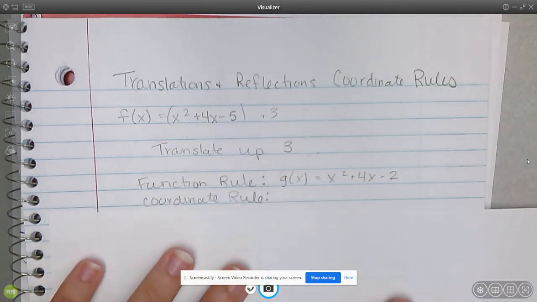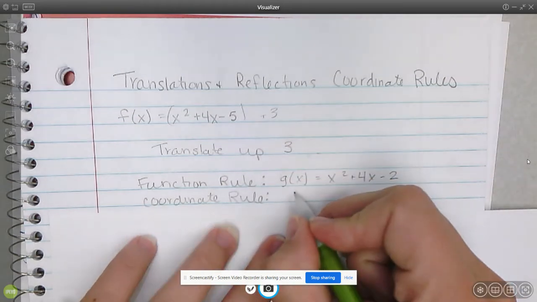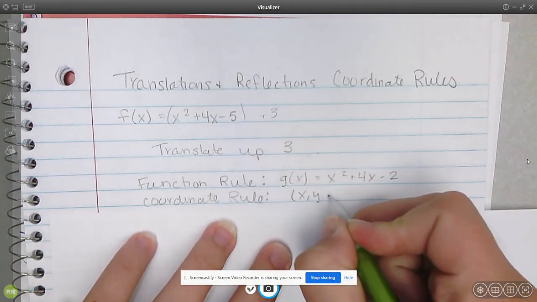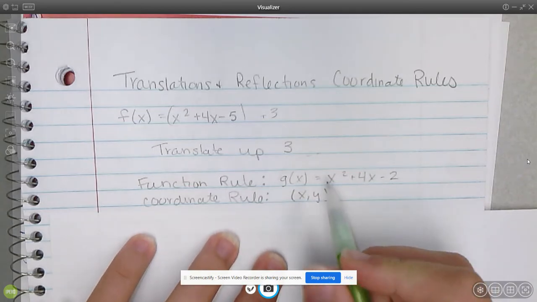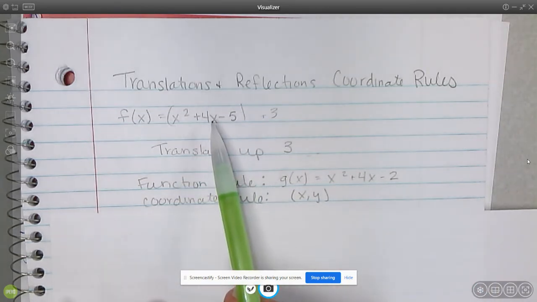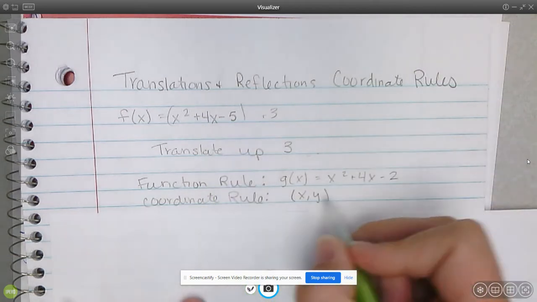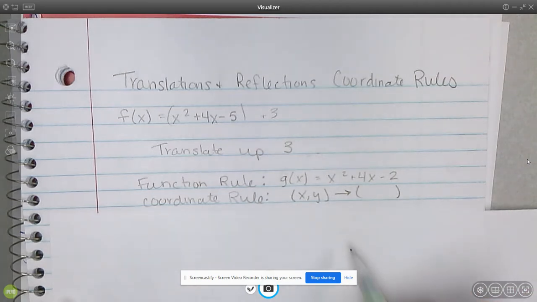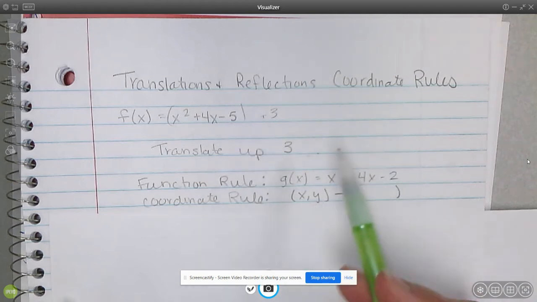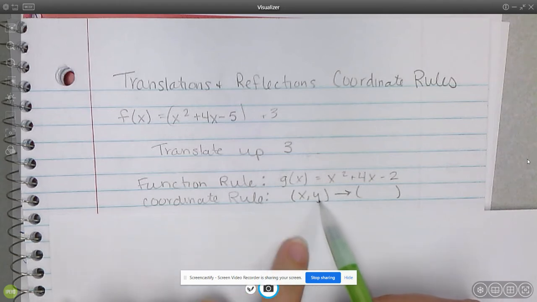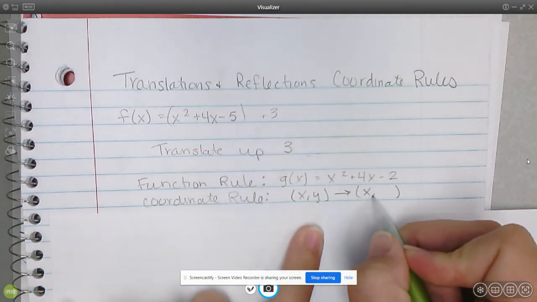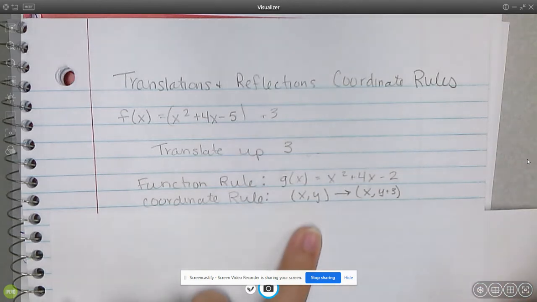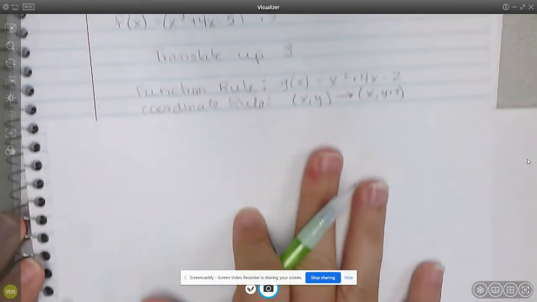So now we want to look at a coordinate rule. A coordinate rule would be x, y. Every coordinate of this original function, what happens to it if you translate it up 3? It'll go from your x, y to what? Well, if you go back to Integrated 2, when we talked about translations, if you're going up, you're talking about your y, so you're going to add 3 to every single y. So your coordinate rule would be x comma y plus 3. Okay, so let's look at another one.